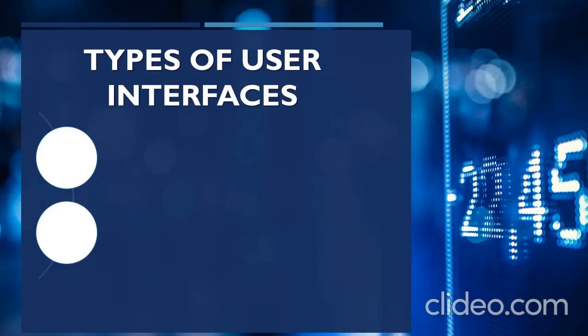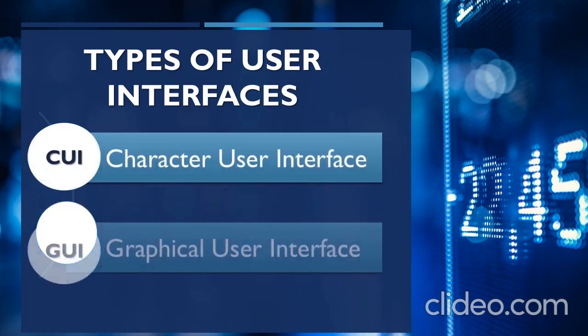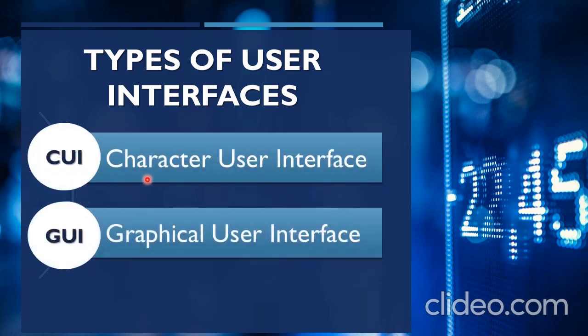Now let's see the types of user interfaces. As we learned earlier, how many types of user interfaces are there? Two types, right? What are they? CUI and GUI. So what is CUI? Character User Interface, right? CUI stands for Character User Interface. And what is GUI? Graphical User Interface. So what are the two types of user interfaces? Character User Interface and Graphical User Interface. Okay.